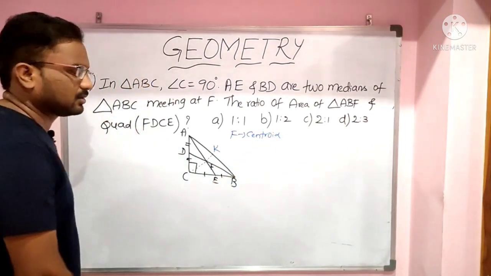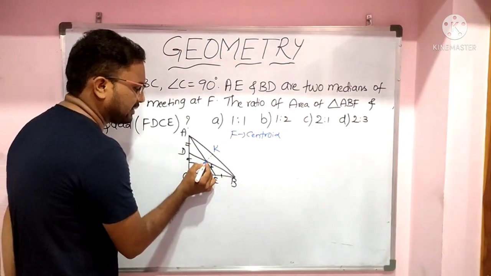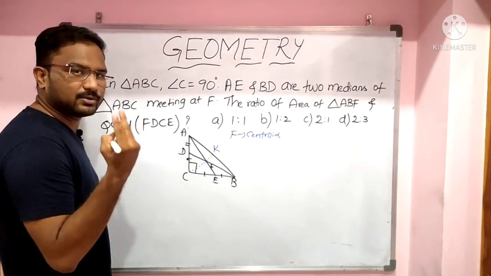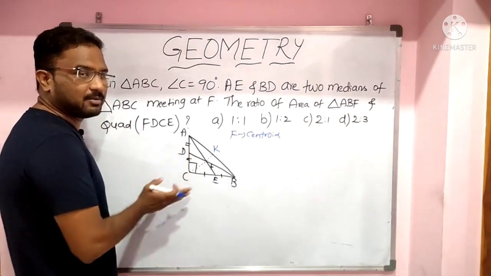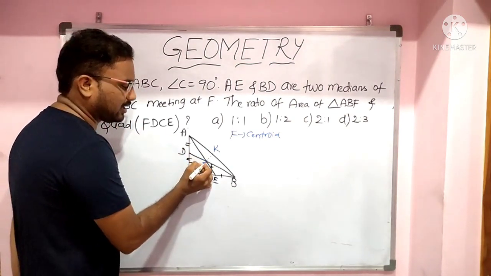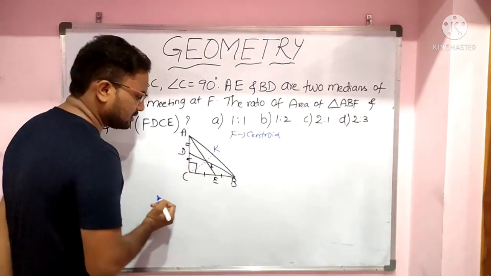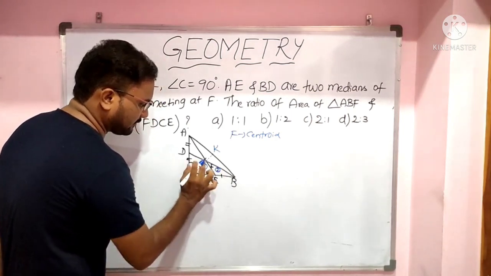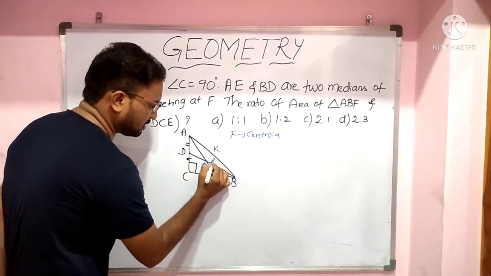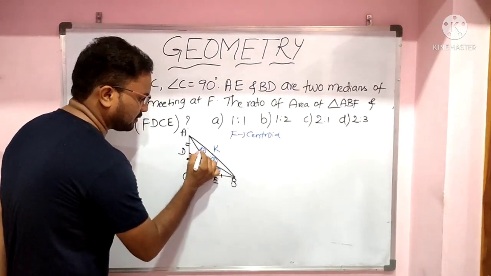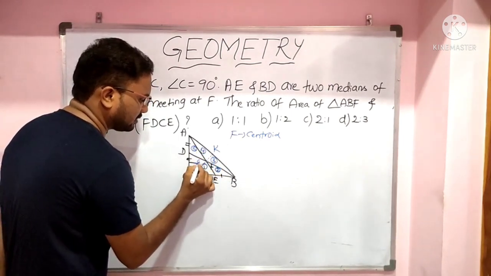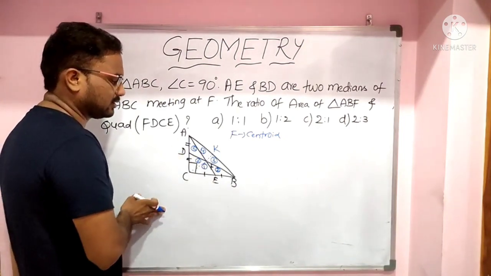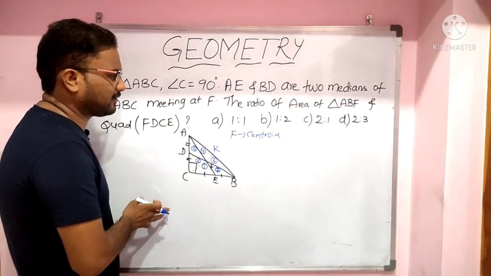The centroid divides the given triangle into 6 equal areas. Each median divides the triangle into 2 equal areas, and in a triangle we have 3 medians. So let's draw. This is the first triangle, this is the second, the third, the fourth, the fifth and the sixth. In total, 6 equal areas. We need to find the area of triangle ABF.